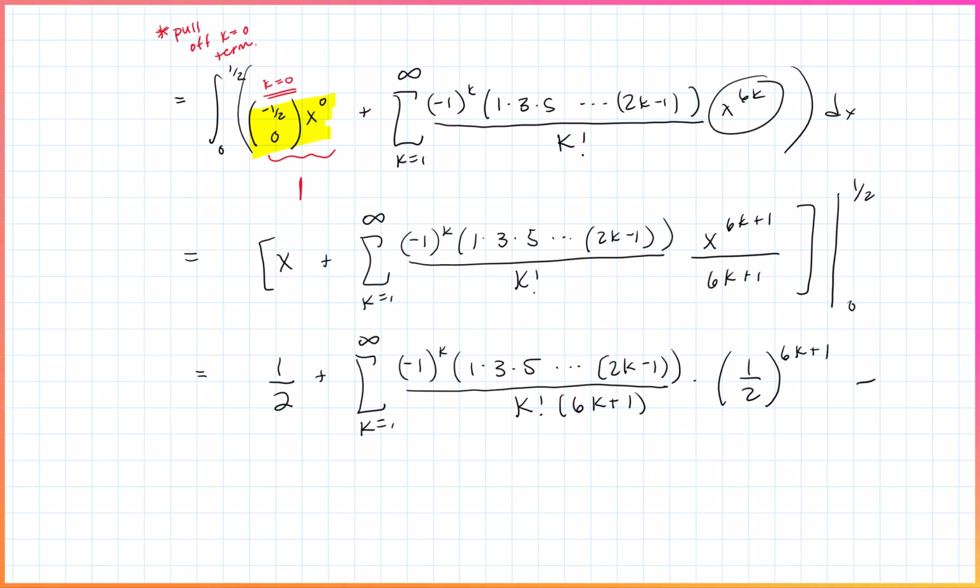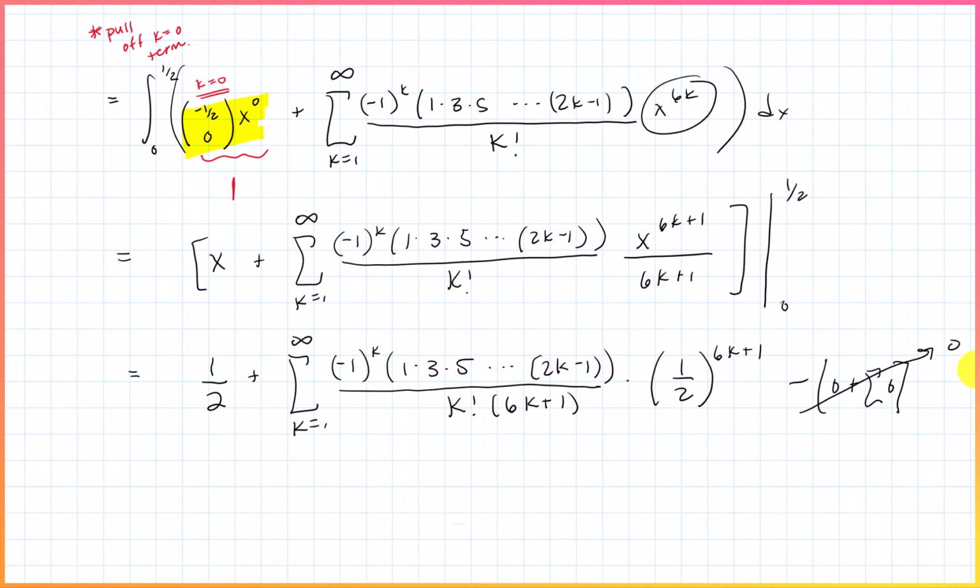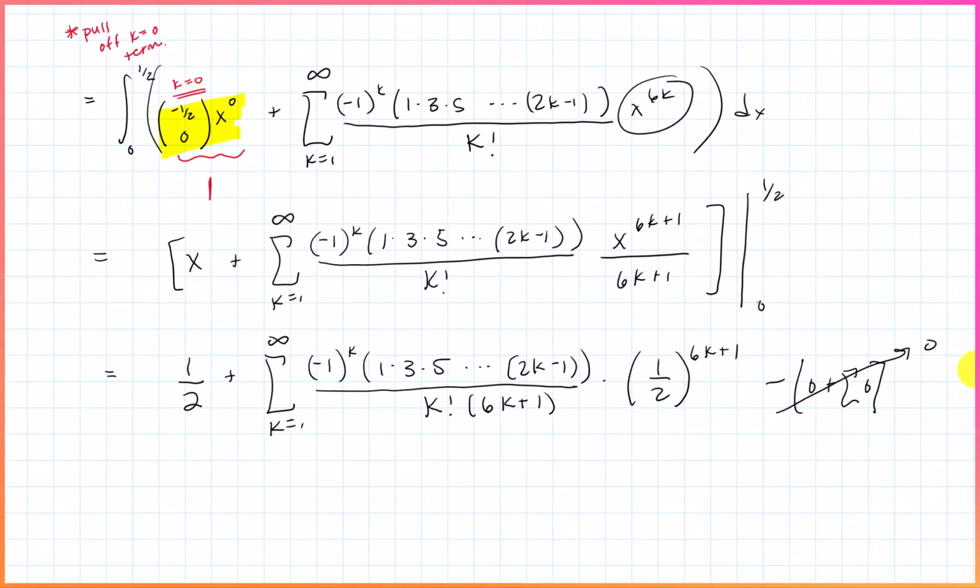Minus, and then we plug in 0, so we get 0 plus the series of 0. So this whole thing right there becomes 0. I almost didn't write it, but let's write it because, of course, we're taking the difference of our antiderivative, applying our definite integral there.